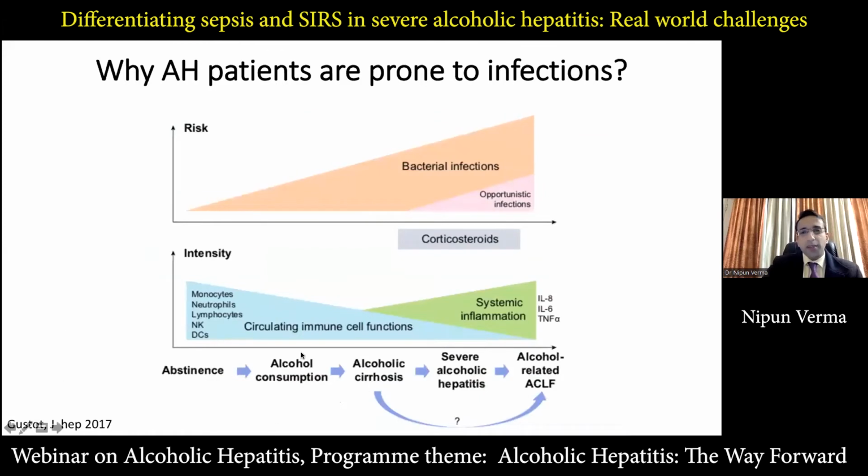In patients with alcoholic hepatitis, as the severity increases, the functions go down and the systemic inflammation increases, and the incidence of bacterial infection also increases at the same time. And using corticosteroids in patients, especially in a state of inflammation where there is a lot of immunosuppression, the immune cells express co-inhibitory molecules such as PD-L1 as well as TAM receptors. They tend to have poorer phagocytic functions. And in this group of patients, if we give corticosteroids, it leads to opportunistic infections.